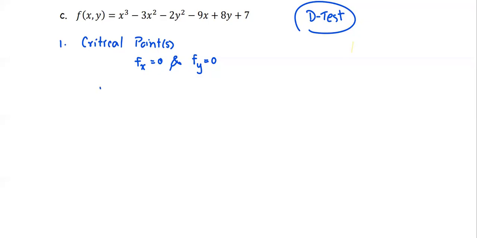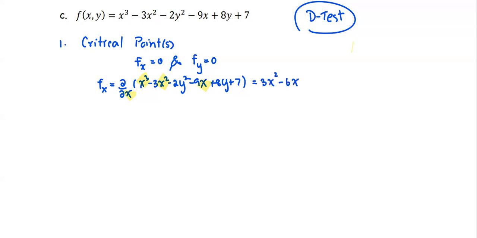For the function f of x, y, the first partial derivative with respect to x is the one where we find the derivative with respect to x. The rest gets treated as a constant term. So the f_x, or the partial derivative with respect to x, is going to be 3x squared minus 6x minus 9.